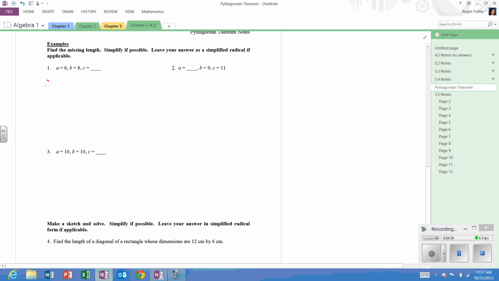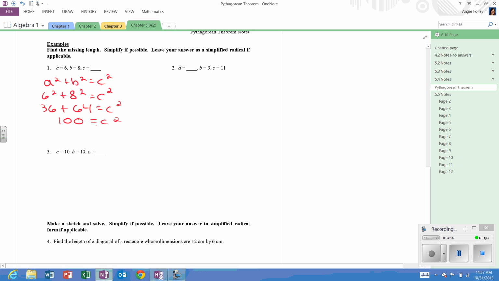So our Pythagorean theorem says a squared plus b squared equals c squared. So 6 squared plus 8 squared equals c squared. 6 times 6 is 36. 8 times 8 is 64. That's equal to c squared. When you add those together, you get 100 equals c squared. But I just want the length c.